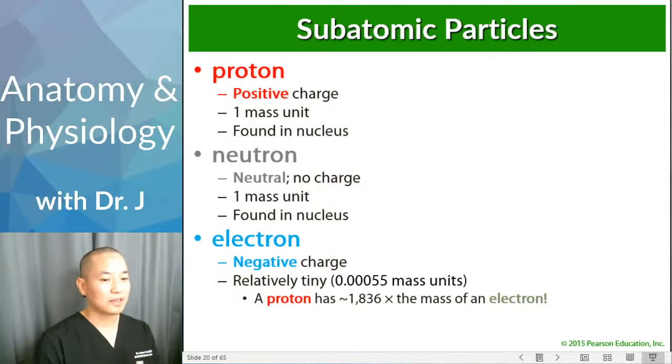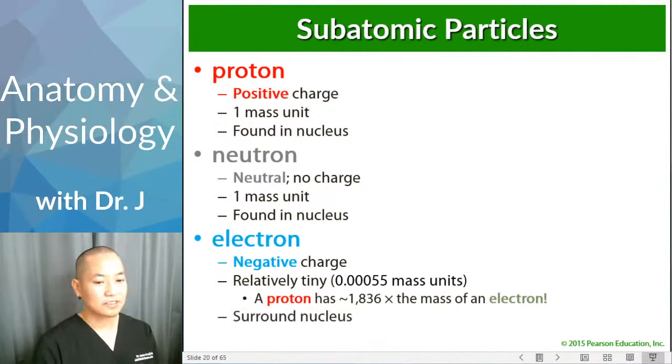Electrons do contribute, but they're a very small drop in the bucket compared to protons and neutrons. These surround the nucleus, as we saw in the previous animation. They buzz around and swarm around the nucleus. They do not orbit like planets.